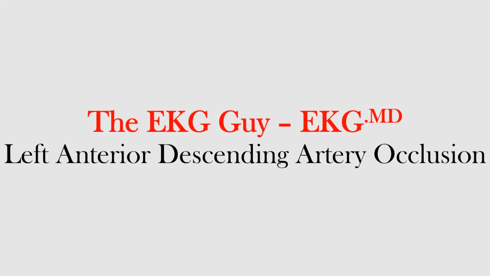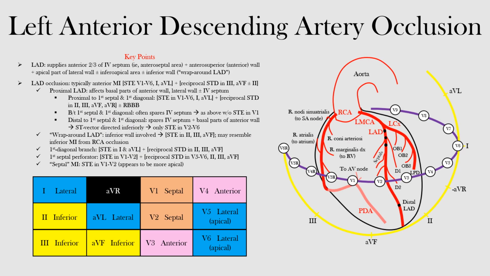In this lecture, we will discuss left anterior descending coronary artery occlusion, including the regions of the heart potentially affected, as well as their corresponding EKG features. The left anterior descending coronary artery, or LAD, supplies the anterior two-thirds of the interventricular septum, which is referred to as the anteroseptal area. It also supplies the anterosuperior wall, which is commonly referred to as simply the anterior wall of the left ventricle, as well as the apical part of that lateral wall.